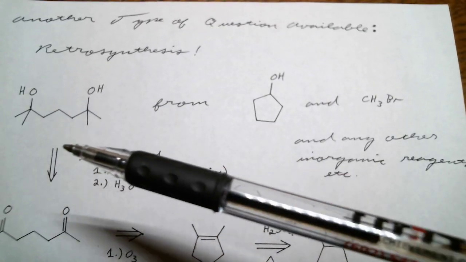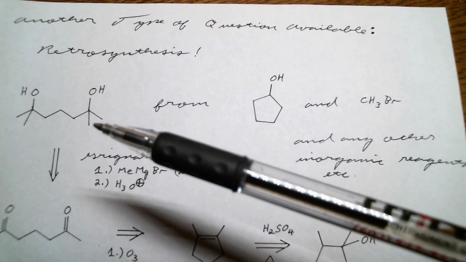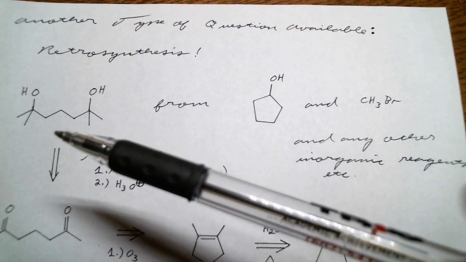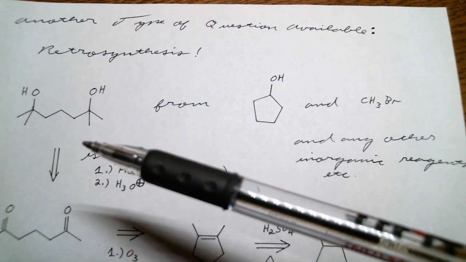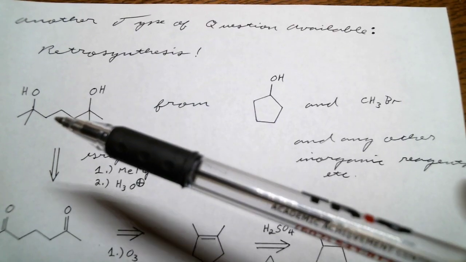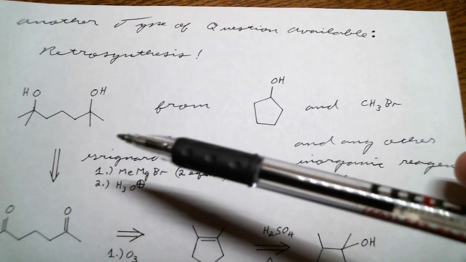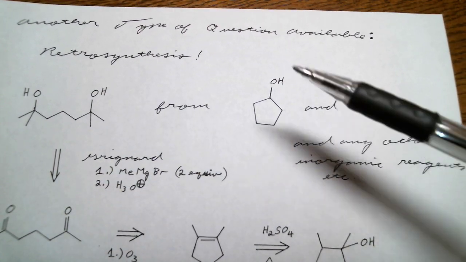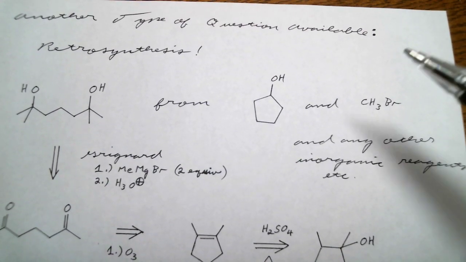Let's say we wanted to get this molecule. Geez, what is this molecule? 2,6-dimethyl-2,6-heptanediol. 1, 2, 3, 4, 5, 6. Yeah, that's what it is. What if we were told you have to make this from cyclopentanol and methyl bromide and any other inorganic reagents and starting materials that you might need?